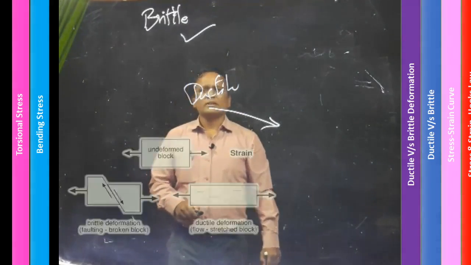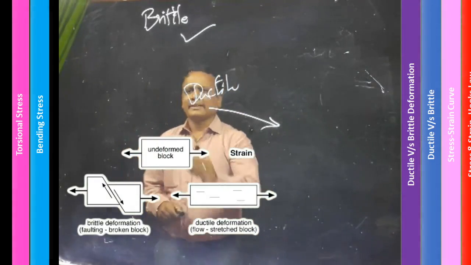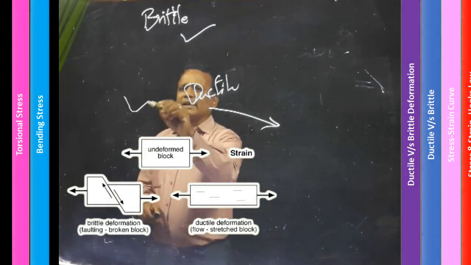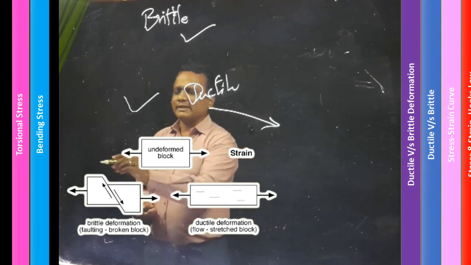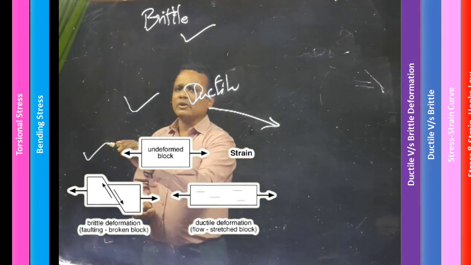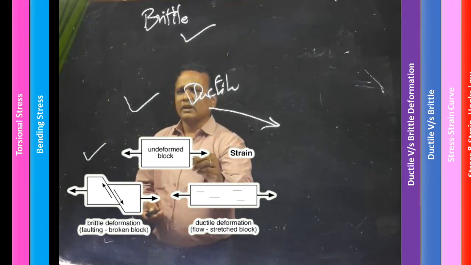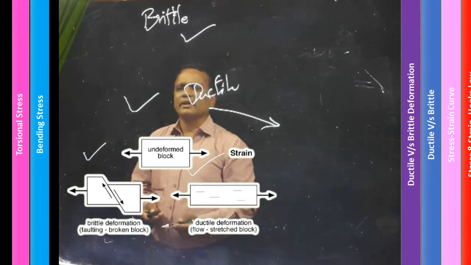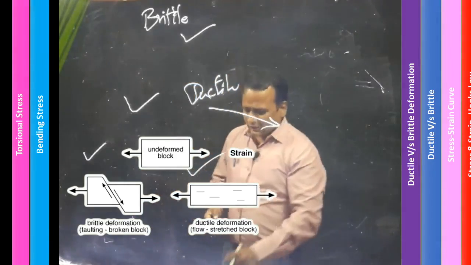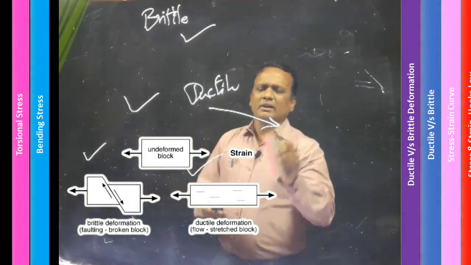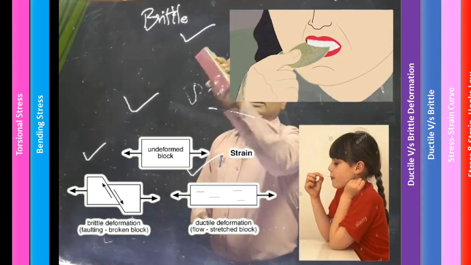So in a material, the upper one is the undeformed block. A brittle one goes off without any plastic deformation. When it comes to a ductile one, you can see here that it undergoes plastic deformation, then turns into a thin wire and then gives off. So this is the relation of how ductile and brittle behave.